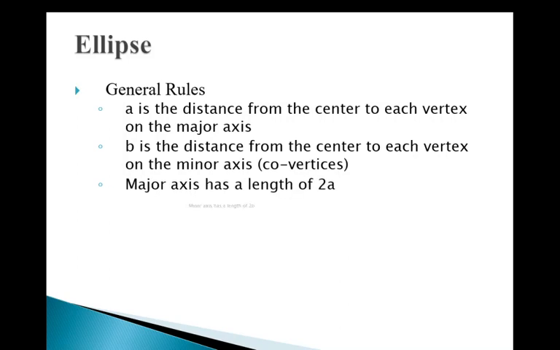Major axis has a length of 2a. Minor axis has a length of 2b. That's kind of self-explanatory, because if you're going from one vertex to the other vertex, its distance is 2a.